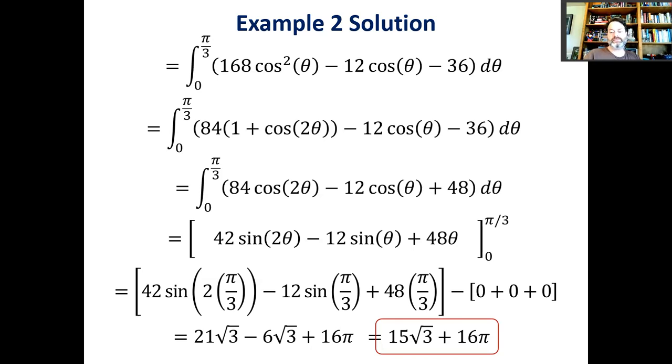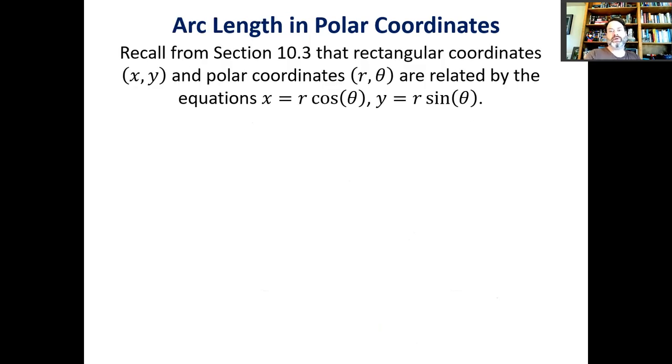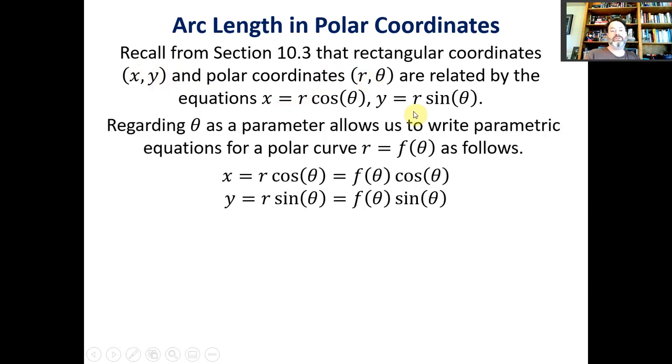All right, let's keep going. Now we're going to look at arc length in polar coordinates. If you remember what we did in section 10.3, rectangular coordinates and polar coordinates are related by this. Well, if we treat this as a parametric equation, where instead of t we just use theta, then we can actually replace r with another function of theta. So x is a function of theta times cosine theta, y is a function of theta times sine theta.